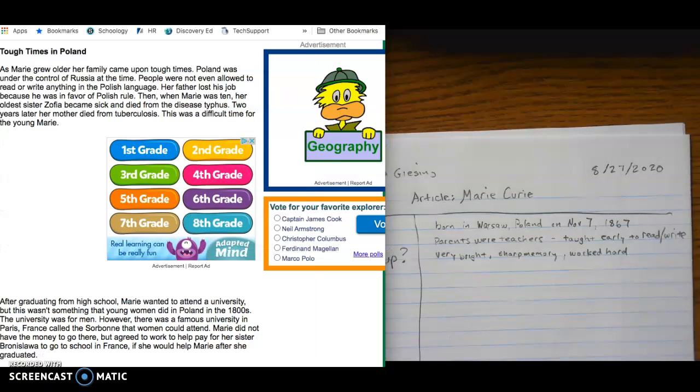After graduating from high school, Marie wanted to attend a university, but this wasn't something that young women did in Poland in the 1800s. The university was for men. However, there was a famous university in Paris, France, called the Sorbonne, that women could attend. Marie did not have the money to go there, but agreed to work to help pay for her sister, Bronislawa, to go to school in France, and if she would help Marie after she graduated.